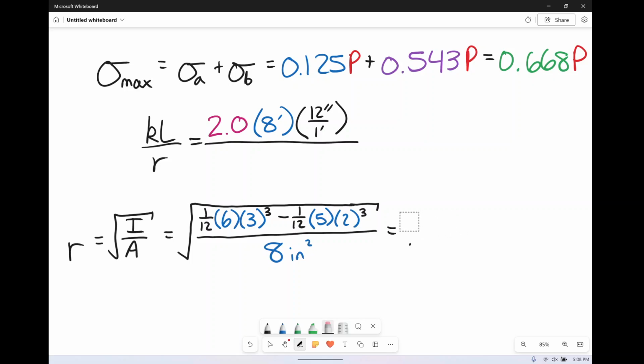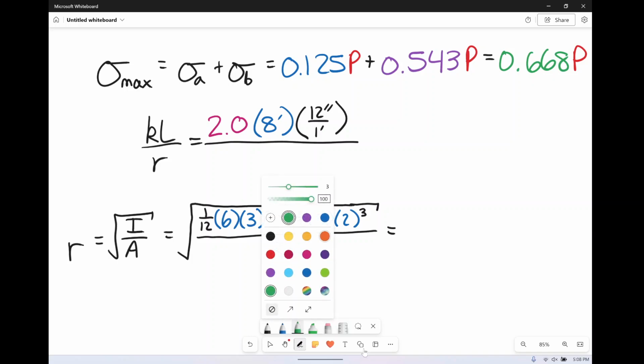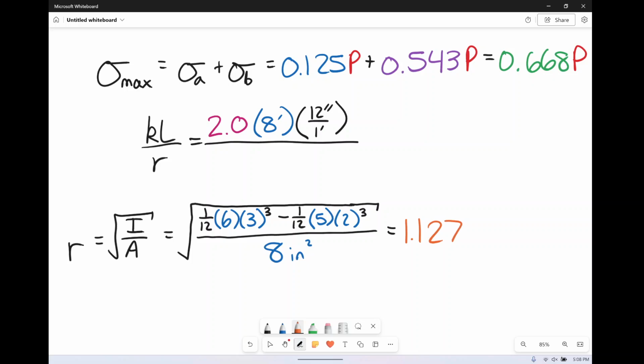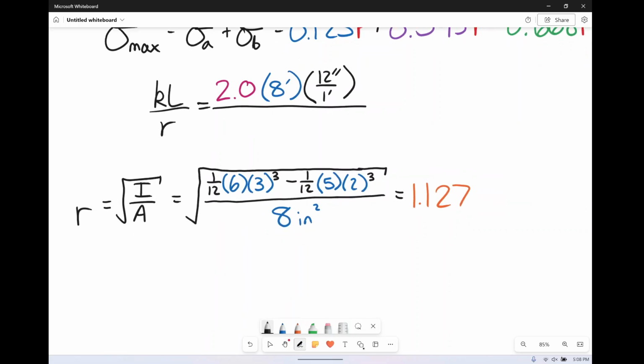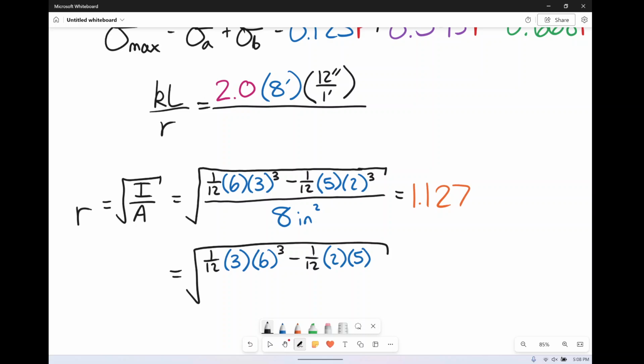I'm going to put that into a nice color. How about we do orange? So we get 1.127. For our second value of R, we're going to go the other direction. For the other direction, we have 1/12, the base of 3, the height of 6 cubed, minus 1/12, the base of 2, the height of 5 cubed, and then still divided by the area. The area was still 8 inches squared. So for this one, we get R of 2.036.